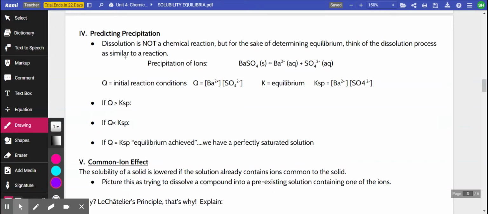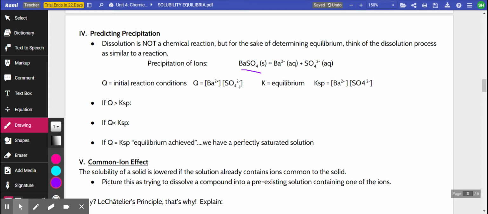Okay, so these are the notes on predicting precipitation and common ion effect that we did in class. So the first thing you're going to need to do when solving problems with solubility is write what looks kind of like a chemical reaction, but what you're really showing is the dissolution process. So you write your solid on the left side, and then do the equilibrium arrow, and then show the ions that it breaks into.